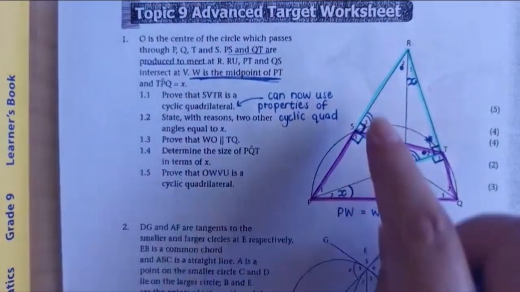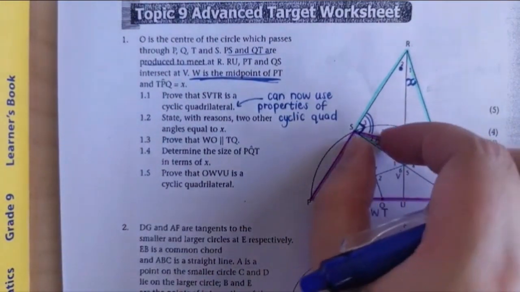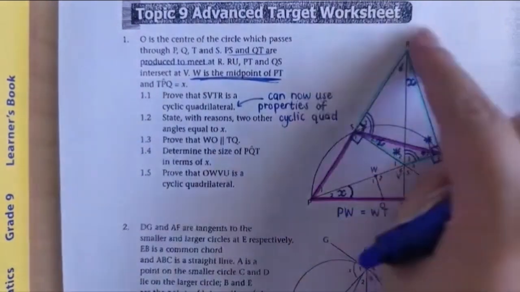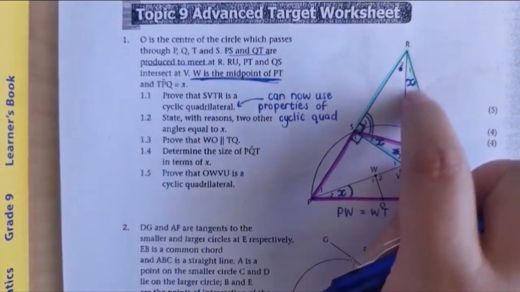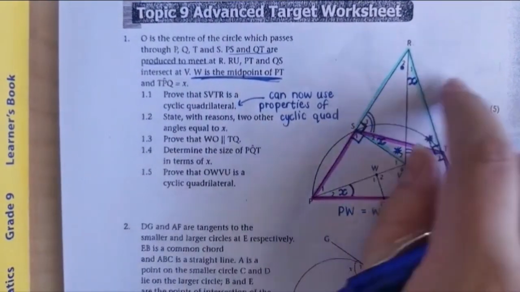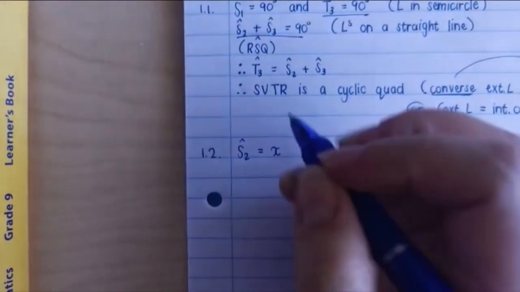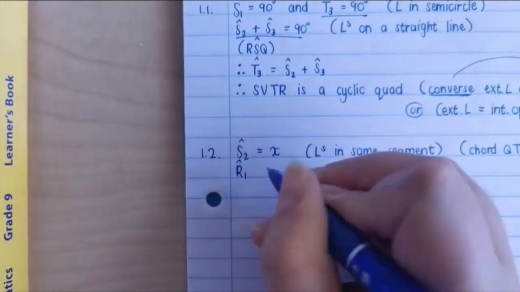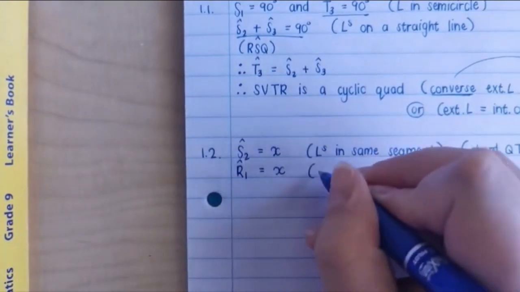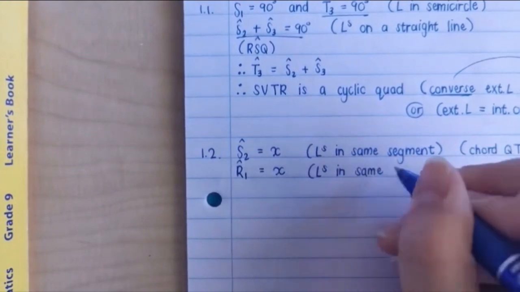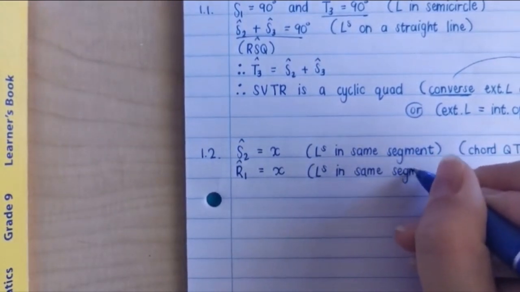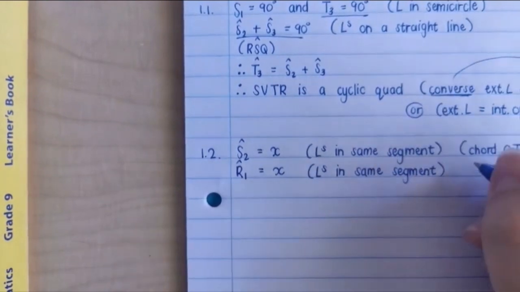But remember, because of this cyclic quad, VT subtends S2 at the circumference of the imaginary circle, and VT also subtends R1 at that circumference. So if S2 is X, then R1 must also be equal to X. And the reason for that is also angles in same segment, but just on the side, not for marks, just for understanding really. I am going to just write down that that is from chord VT.